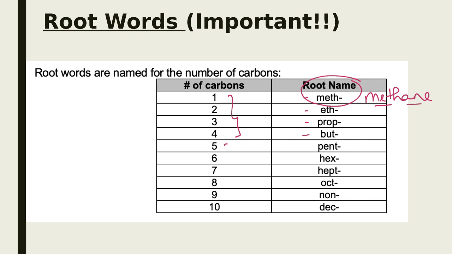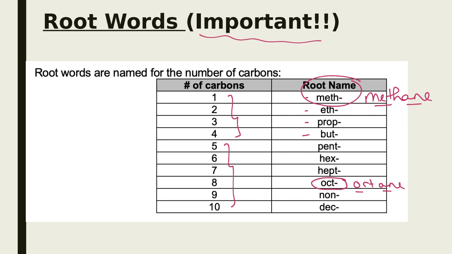The other carbons, 5 to 10, have root names that are familiar to you: pent, hex, hept, oct, non, dec. For example, octane is the primary component in gasoline that we put in our cars or trucks. And now you know oct means 8 carbons, ane means single bonds, so they have sigma bonds throughout the entire structure. You have to know these root names. I cannot stress how important that is.